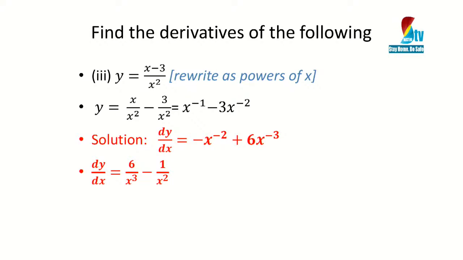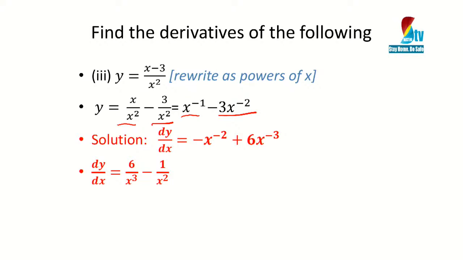Let us look at more examples. So this one is more or less the same as the one that we did earlier on, where we have x minus 3 all over x squared. We said we'll rewrite this as individual functions and then write it in index form. So it's going to be x to the power negative 1 minus 3x to the power negative 2.